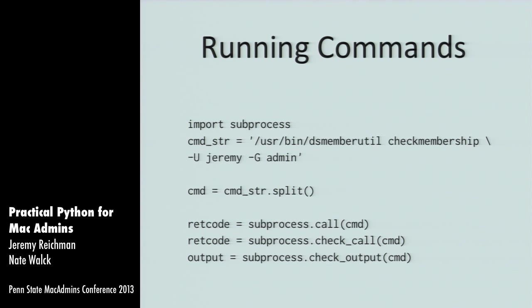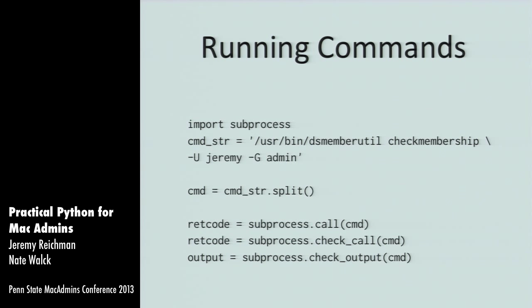I can use this to write my shell script if I want, but I'm going to do this in Python. So again, you see dsmemberutil checkmembership: my account is in the admin group. Then I'm going to say that the cmd variable equals the command string, and I'm going to split it. What split does is it takes that string and turns it into a list, so that I don't have to make a list myself. I don't like having to put in square brackets and commas and all those quotes, and I have arthritis, so the less I type quotes, the better.